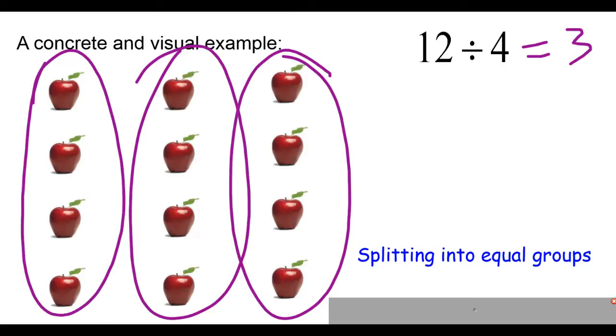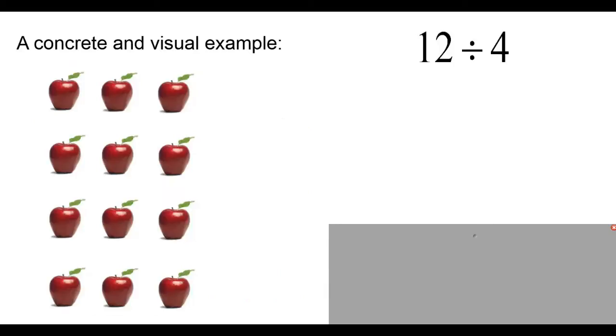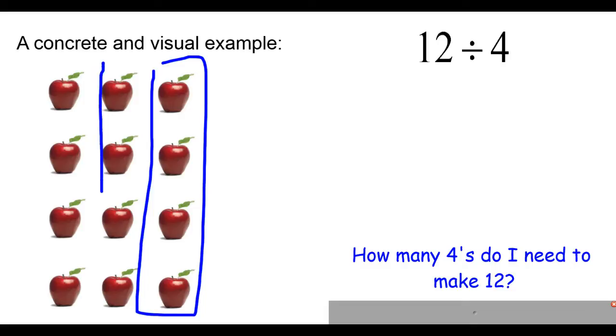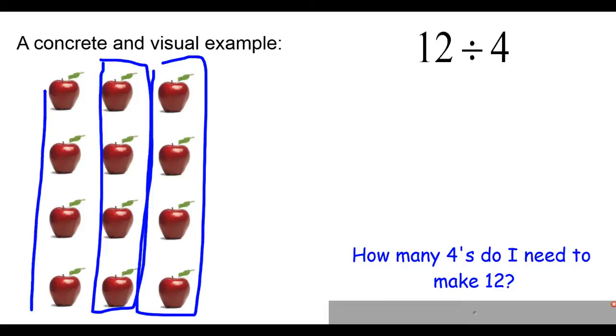Another way that we can look at it, one that's going to be more helpful when it comes to fractions, is how many 4s do I need to make 12? We're going to end up at the same answer. We're going to think about it very similarly, but the focus of it is not creating groups of 4, it's how many of those 4s. So there's the 4 once, there's the 4 twice, there's the 4 a third time. And so that's how we're going to have to think about division. How many of the divisor do I need to create the dividend?